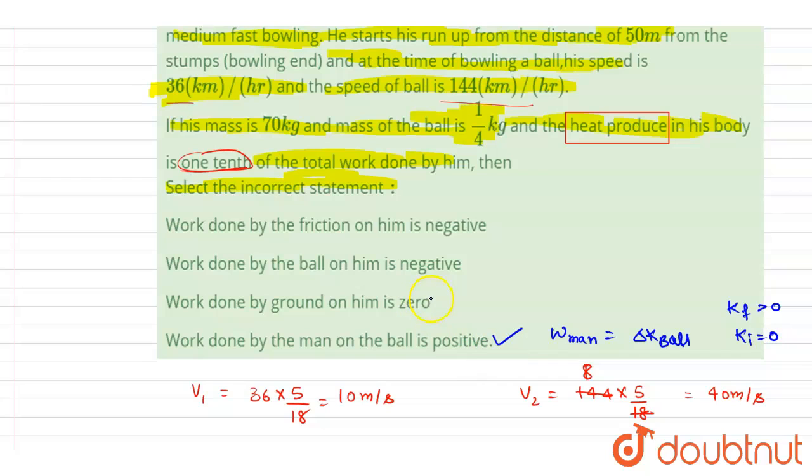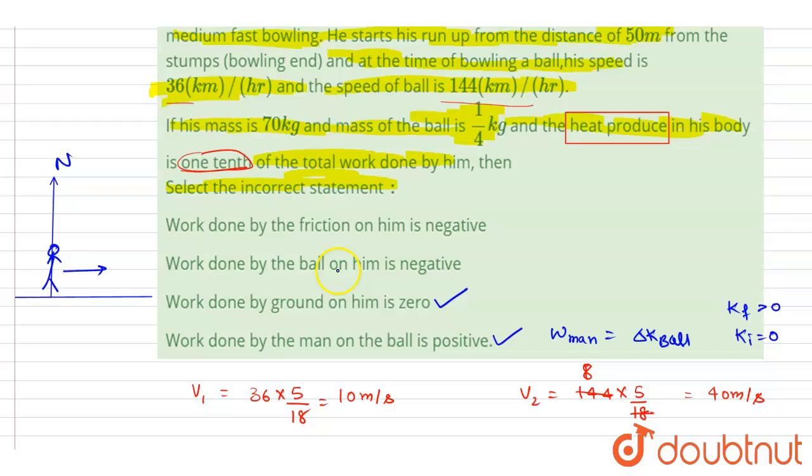So this is true. And if you see the work done by the ground on him, so ground is applying the normal reaction on the man, but the displacement is perpendicular to the force. The man is moving in horizontal direction like this. So the work done by the ground on him is 0, so true.